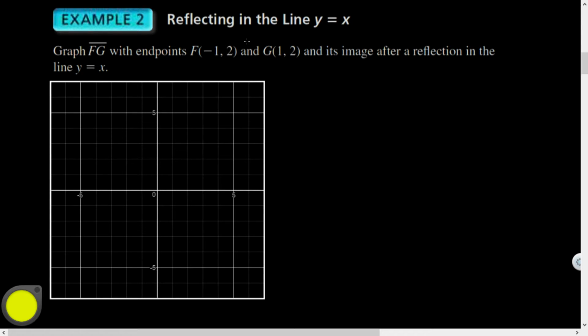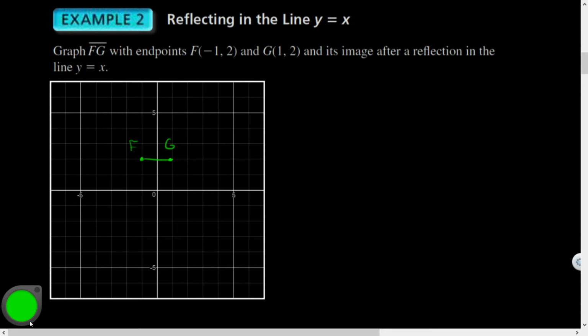Let's see, example 2, reflecting in the line y equals x. Here's a good one, friends. Let's graph FG. So instead of a triangle, here we've just got 2 points. So F is at -1, so left 1, up 2. There's F, and G is at over 1, up 2. Okay. There's G. And there is a segment FG.